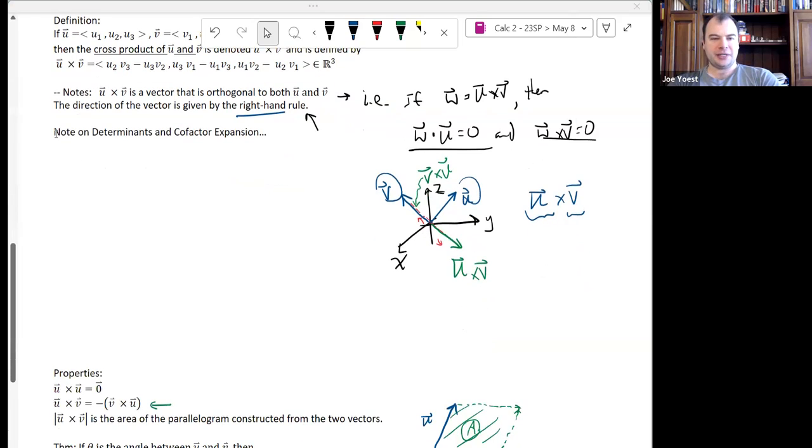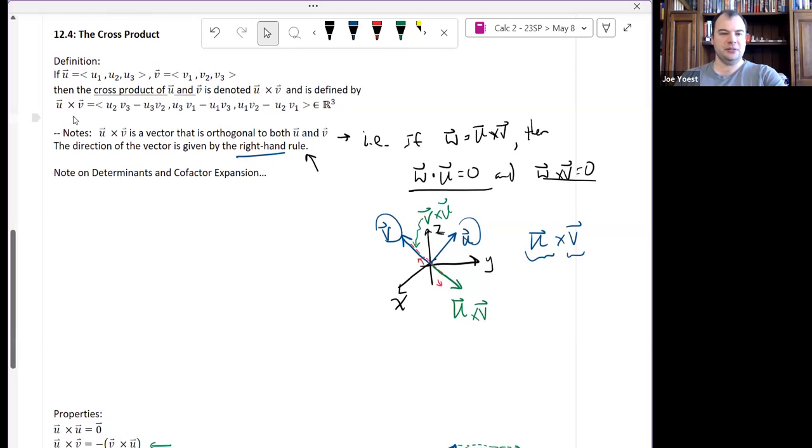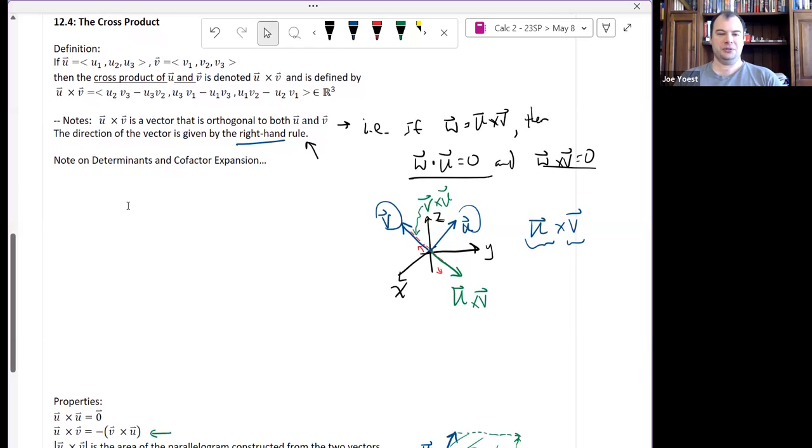Okay, and then one last note that I would like to make on determinants and cofactor expansion. This is a bit of a foray into some ideas related to linear algebra. We're obviously not going to do a proper treatment of what determinants mean from a linear algebra standpoint. But we note that this definition is kind of annoying to remember, so it would be nice if we had a trick that we could use to remember it.